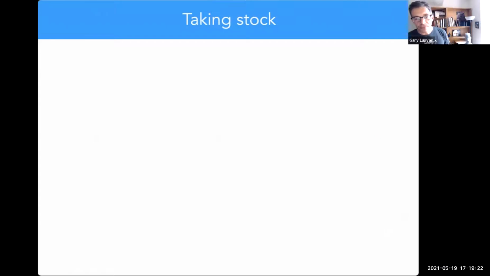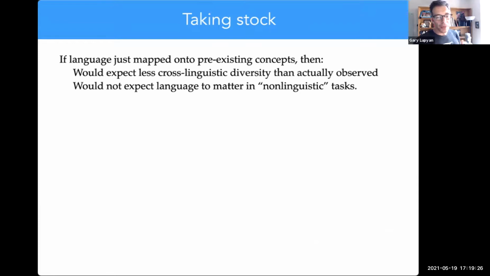So if language just mapped onto pre-existing concepts, we would expect less cross-linguistic diversity than is actually observed. I know I just gave you one example, we can talk more about it. More importantly, you would not expect language to really matter in these non-linguistic tasks, and I'll give some more of these in a moment.